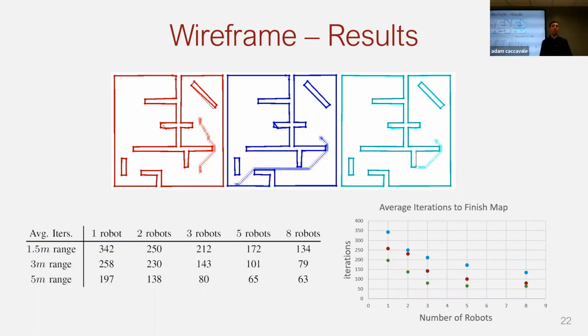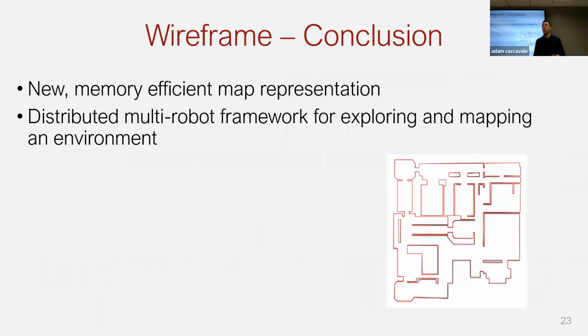As expected and hoped for, this decreases, though for a given map size eventually it saturates because adding a new robot doesn't really add that much more, because the robots are practically on top of each other. So in conclusion, wireframe mapping is a memory efficient map representation, and it goes along with this framework to enable a distributed group of robots to explore and map an environment.